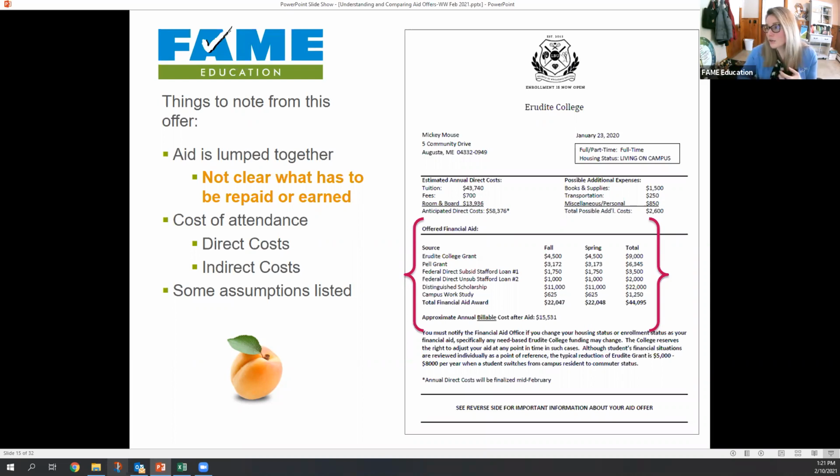You do see the annual direct costs there. They've also called the indirect costs possible additional expenses, which I like. And you'll see some of what they said, the full versus part-time, living on campus, that sort of thing. So again, they all have similar parts, but they're laid out a little bit differently.